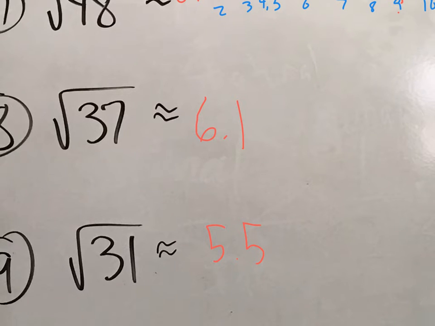The square root of 37 is a little bit more than the square root of 36, so the answer is a little bit more, 6.1. Now the square root of 31, that's almost perfectly in between 25 and 36. So the square root of 25 is 5, the square root of 36 is 6, so the square root of 31 is right about the middle, which would be about 5.5. I hope this helps. This will all be on the quiz next week, and it'll all be on Edmodo later.